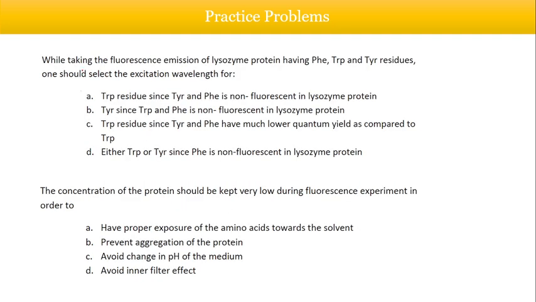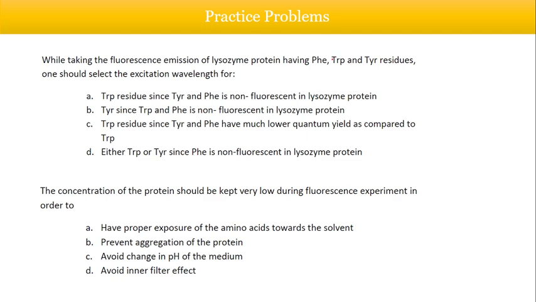The next question says, while taking the fluorescence emission of lysozyme protein having phenylalanine, tryptophan and tyrosine, one should select the excitation wavelength for. If we look at the intrinsic properties of the amino acids tryptophan, tyrosine and phenylalanine, we have seen that tryptophan is ahead of the other two from all perspectives, be it quantum yield, absorptivity or lifetime. So tryptophan is much ahead.